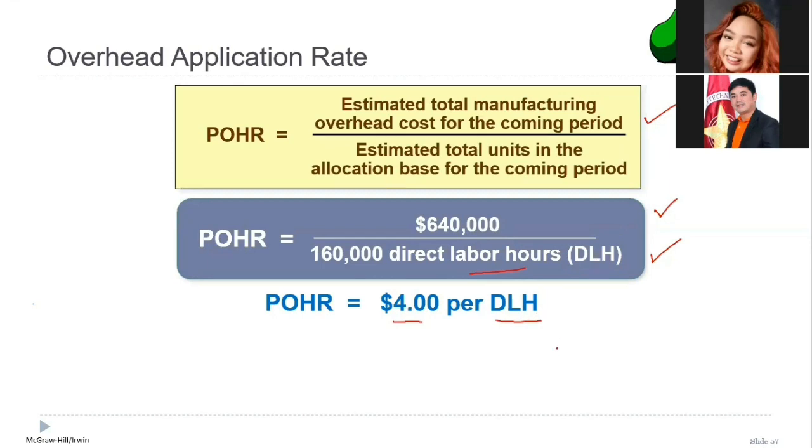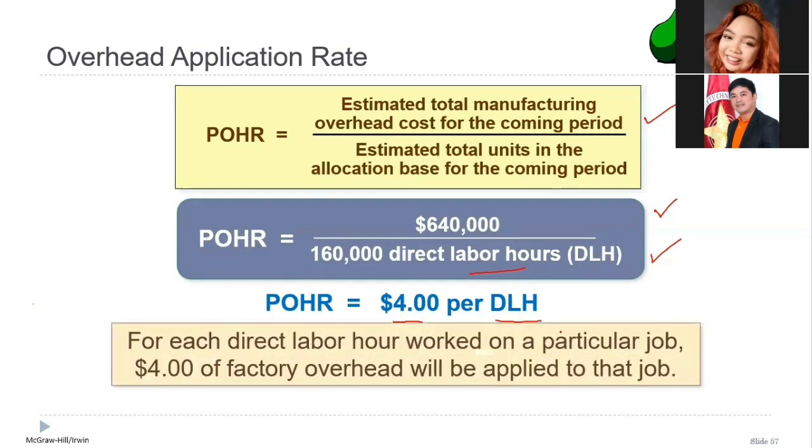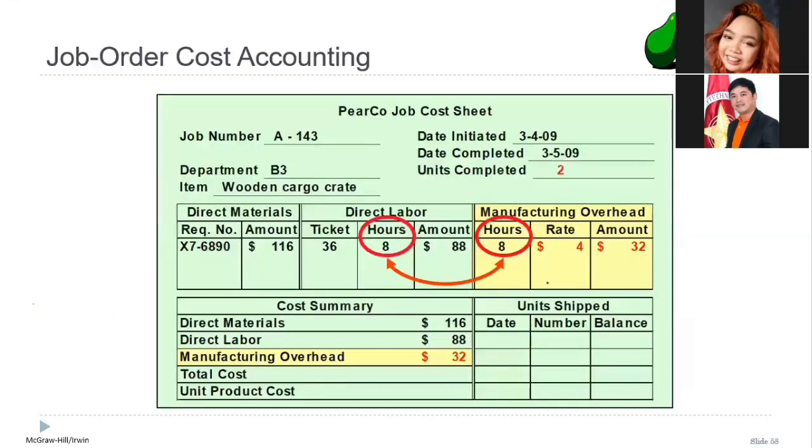Okay, so please remember that. So for each direct labor hour worked on a particular job, $4 of factory overhead will be applied to that job. So this is it. If you bring it to the job cost sheet, don't we have 8 hours? Isn't direct labor hours our basis? So this is it, and this is also the same for overhead.